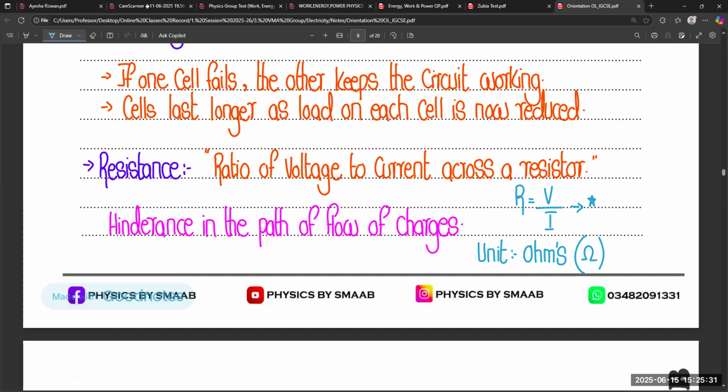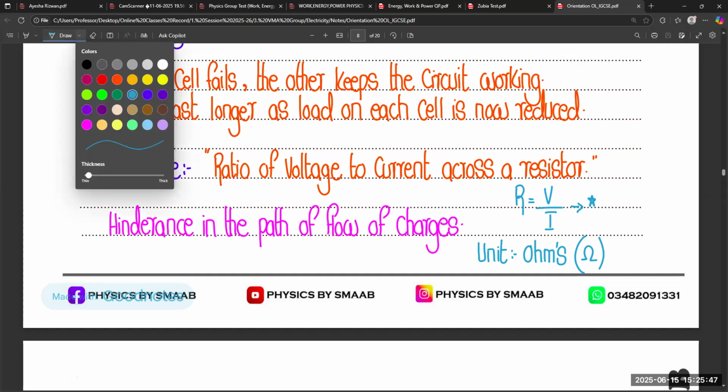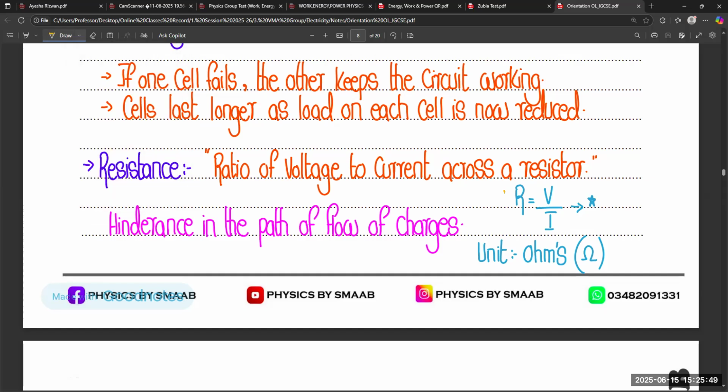Because if we use a long wire, a long wire gives you more resistance, because it takes more time for the charge to travel, and more time means less value of electric current and more value of resistance. From this formula you can see both are inversely proportional. If we have higher resistance, we have a low value of electric current. So both are inversely proportional.